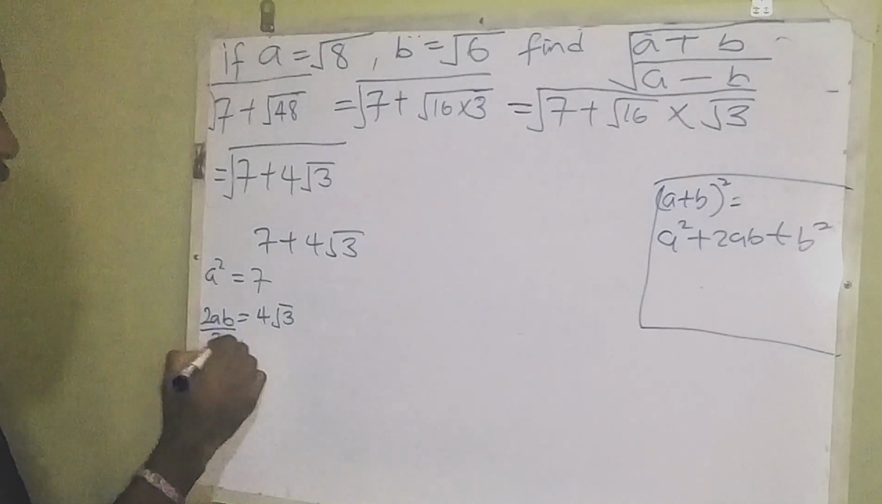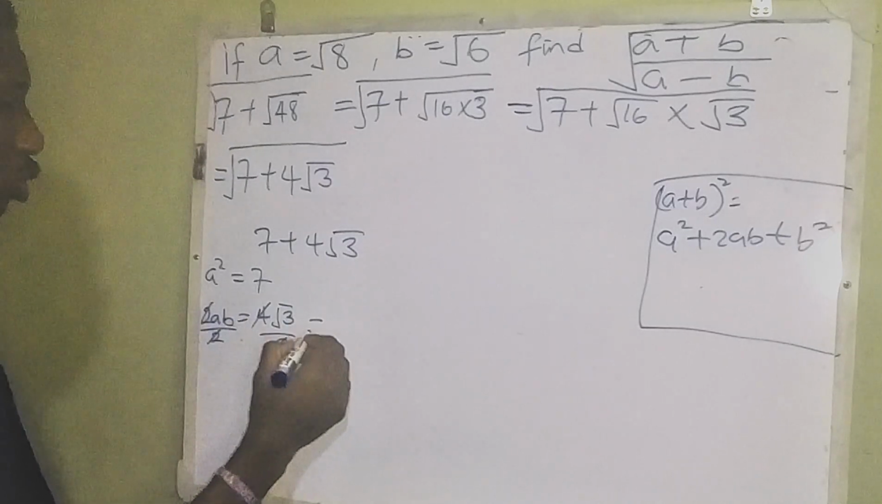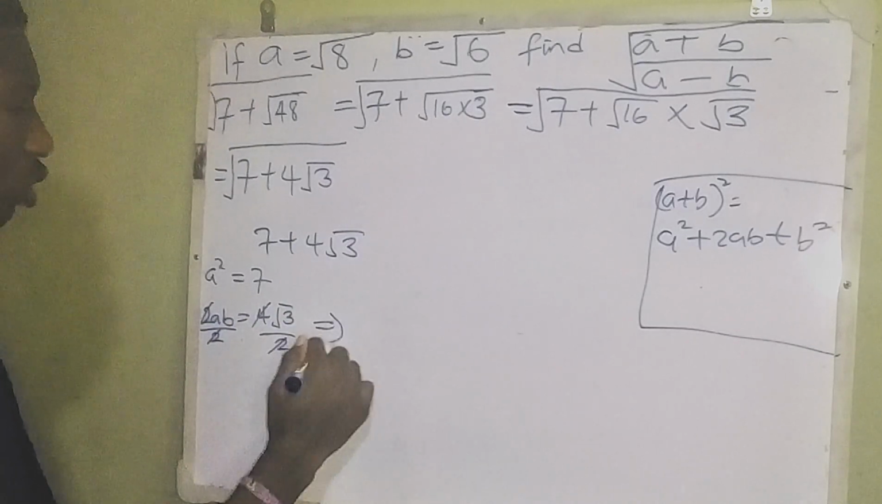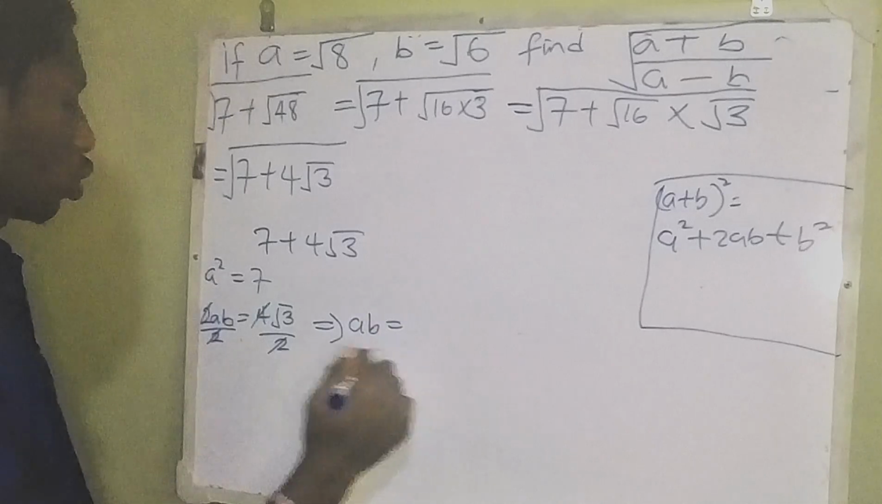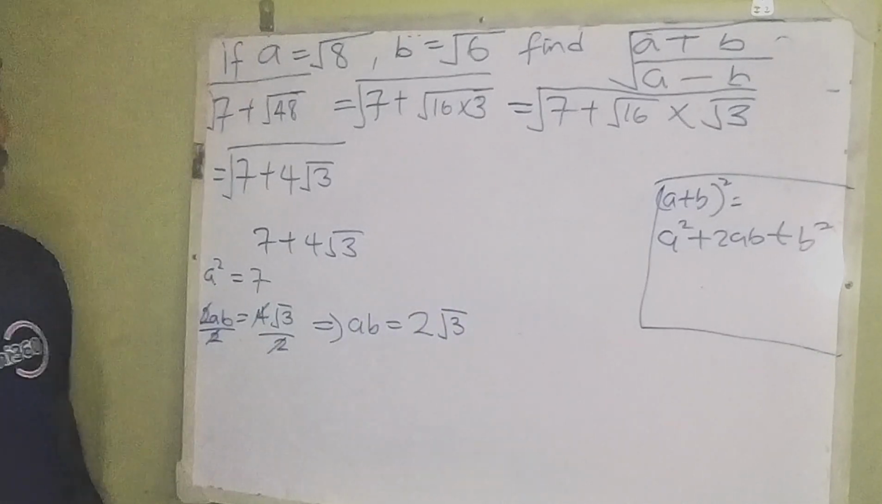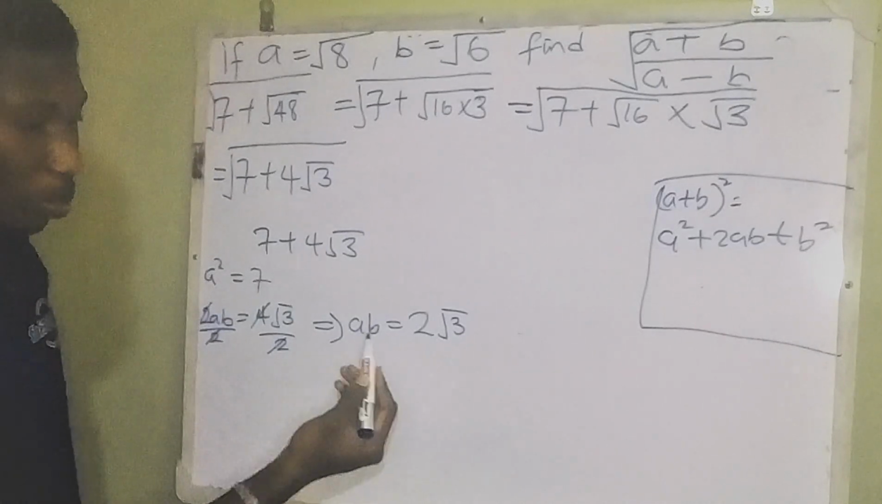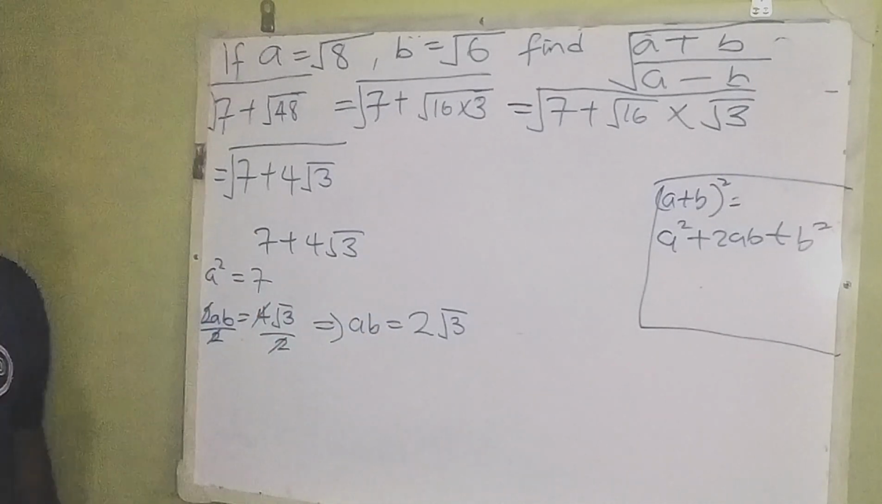Now, in order to find b, we can divide both sides by 2, obviously, and here will give us what? Finally, we have ab to be equal to 2 square root of 3. Now, since we have this, we can now say a to be equal to 2, b to be equal to square root of 3.